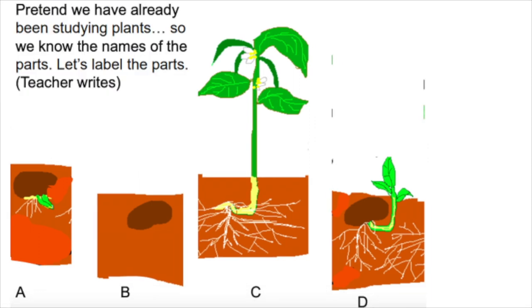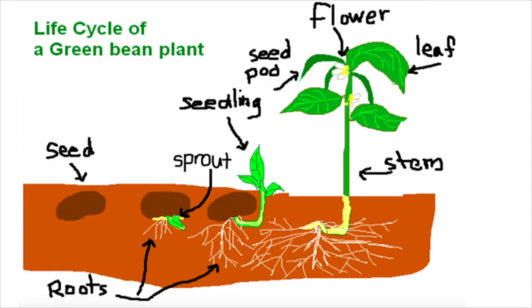And then it says, pretend we have already been studying plants, so we know the names of the parts. Let's label the parts. Okay, so again, that's an exercise directed by you, and it could have been a previous lesson where you looked at, you know, a leaf, a stem, a root, all the different parts of the plant, and now it's time for them to put that knowledge to use and write all the labelling around that bean plant.